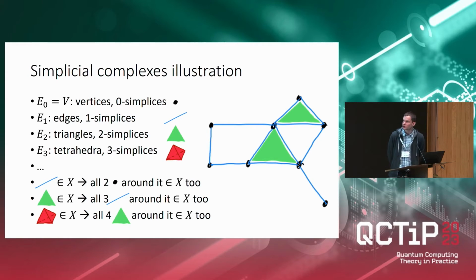So in general, if we have a k-face in a graph, like a set of k plus 1 vertices, then we need to have all the k minus 1 faces around it. So for example, here in this little drawing, here we could have a triangle, but here we cannot have a triangle because one edge is missing.